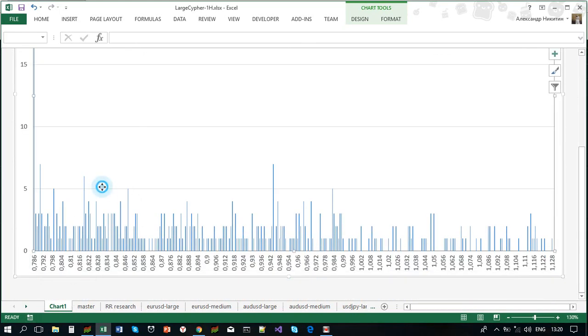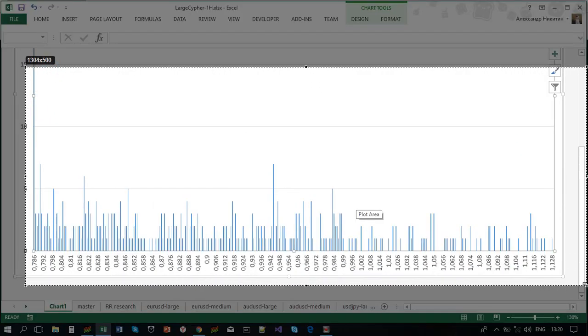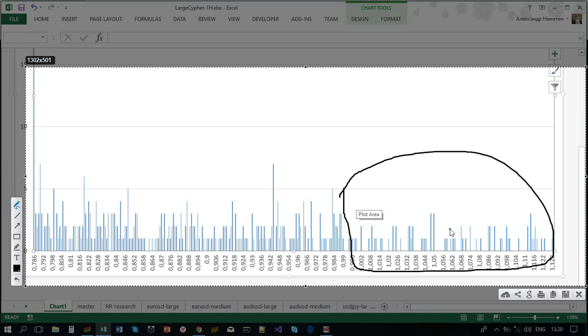You see, now it shows me the numbers, 786 and so on. So I made a decision that somewhere here, from here to here, makes no sense of trading. And if I pay attention to that, you see what is the number here? It is the number 1.